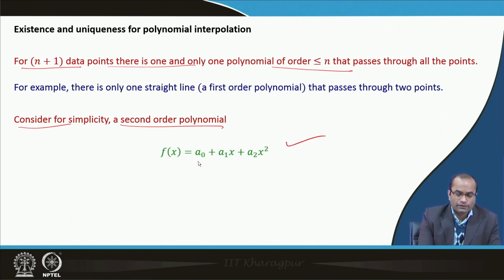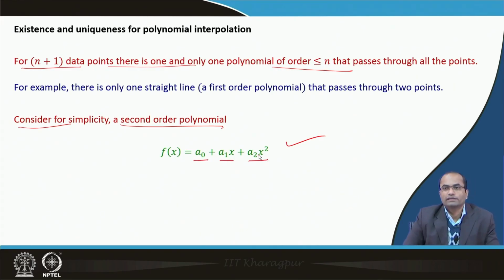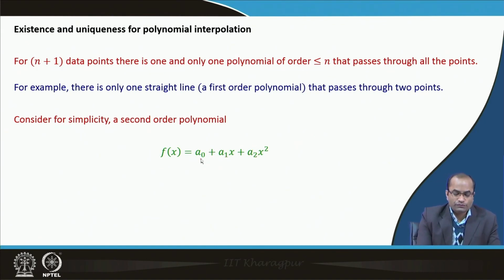So, suppose our function here is the polynomial a naught plus a 1 x plus a 2 x square, a second order polynomial. We have it here. So, how many unknowns do we have? We have a naught, a 1 and a 2. So, there are three unknowns which will define this polynomial. So, in order to compute these three unknowns, we basically need three data points.